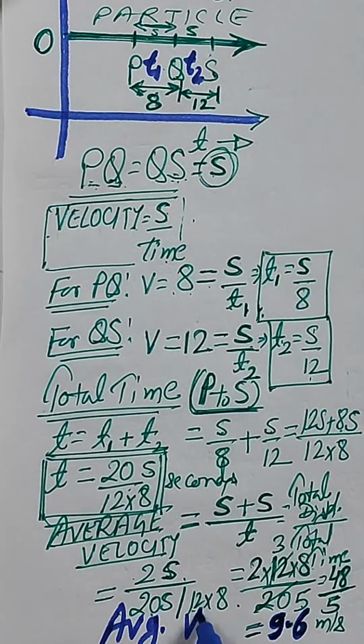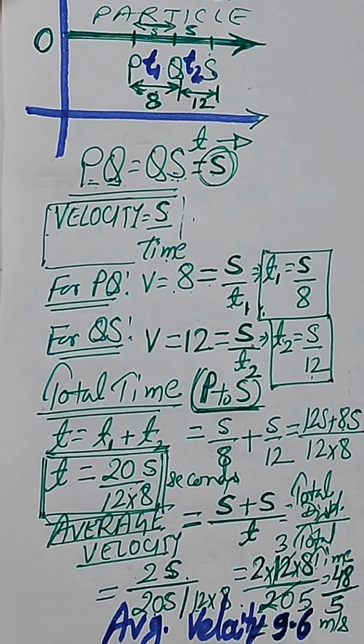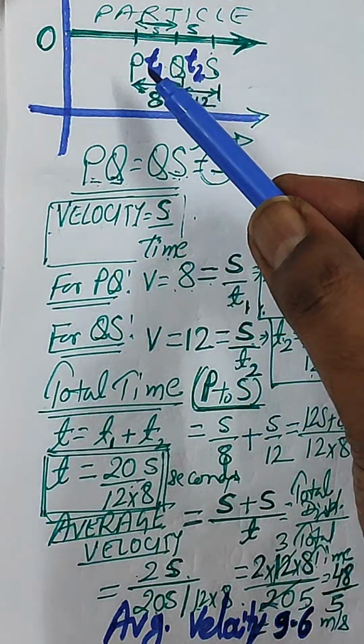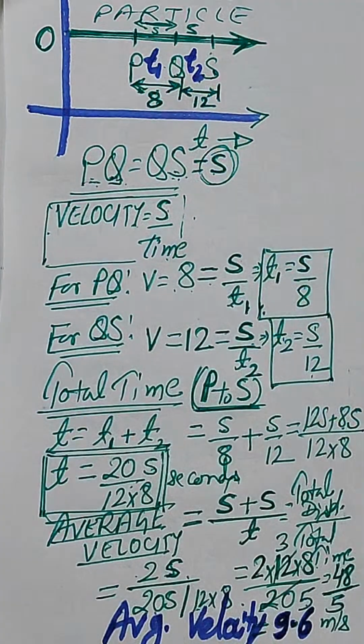This is the average velocity of the particle which is traveling along a straight line, if the displacement from P to Q is equal to Q to S, right?